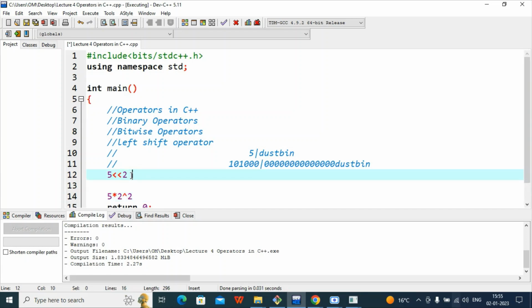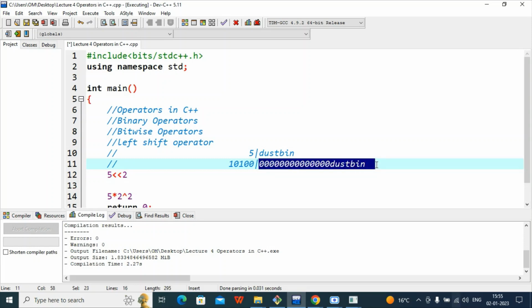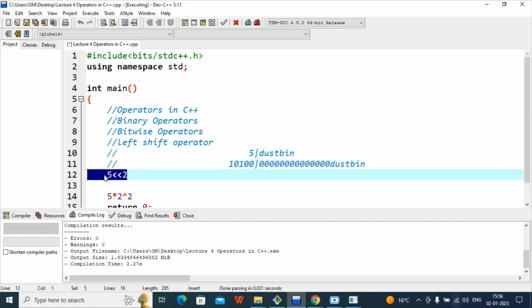What is 5 left shift of 2? 101 becomes 10100. You bring 0s, put them here. What will it become? Can you tell? 10100. It is 20. Check it: 5 left shift of 2 is 20.